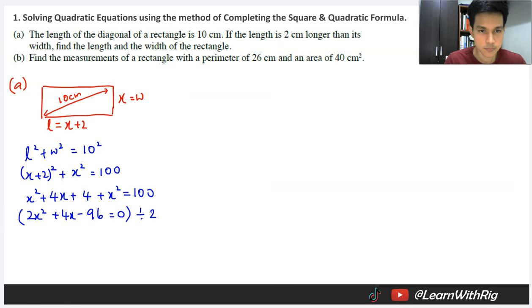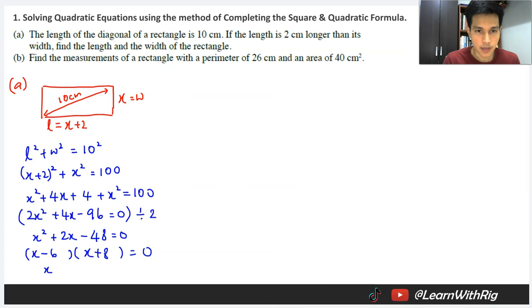So I divide by 2, you're going to get x squared plus 2x minus 96 divided by 2, you get 48, equals 0. So now you can factorize. So you should get 2 brackets equals 0. So you should get x minus 6, x plus 8, right? So from here you can say that x is equal to 6 or negative 8.